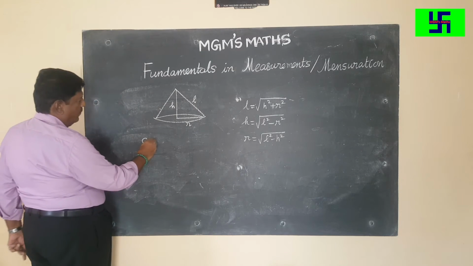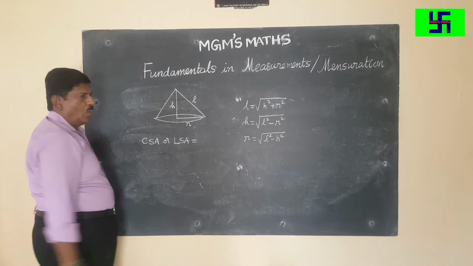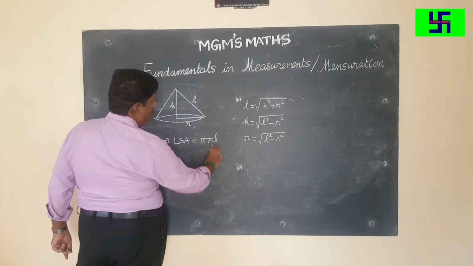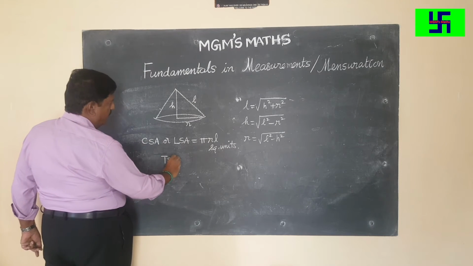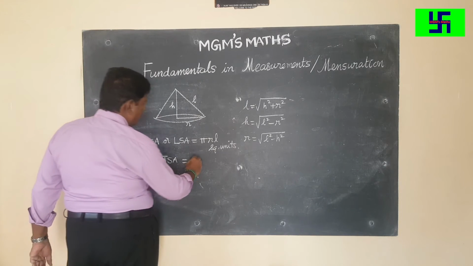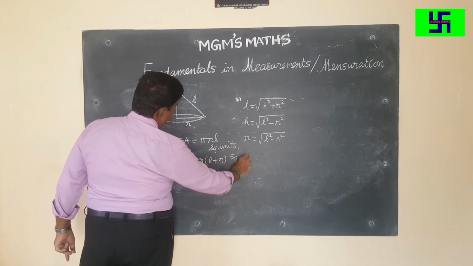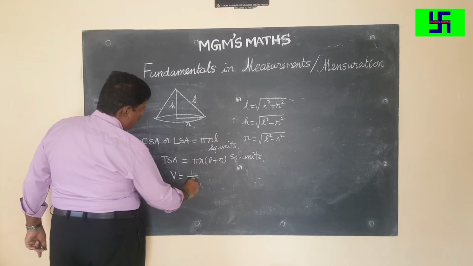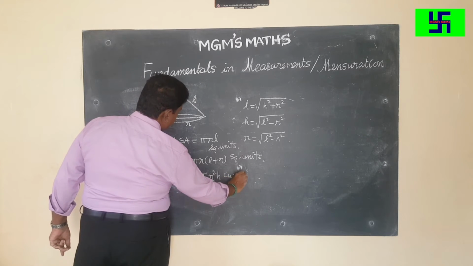What is the curved surface area or lateral surface area of a cone? This is pi r L square units. What is the total surface area of a cone? Total surface area is pi r into (L plus r) square units. Volume is 1 by 3 pi r square H cubic units.